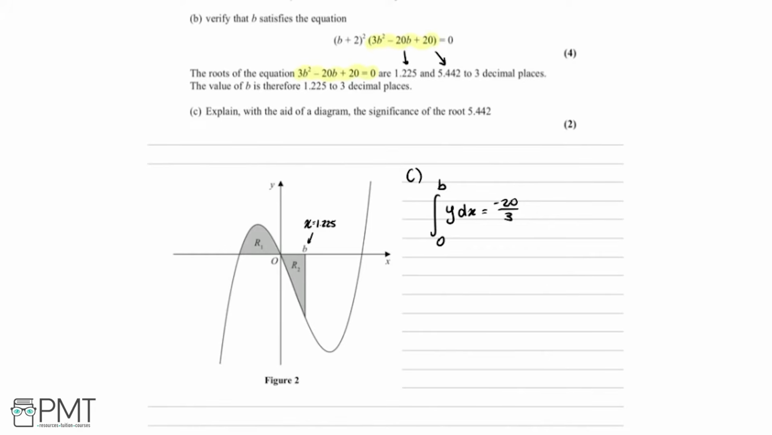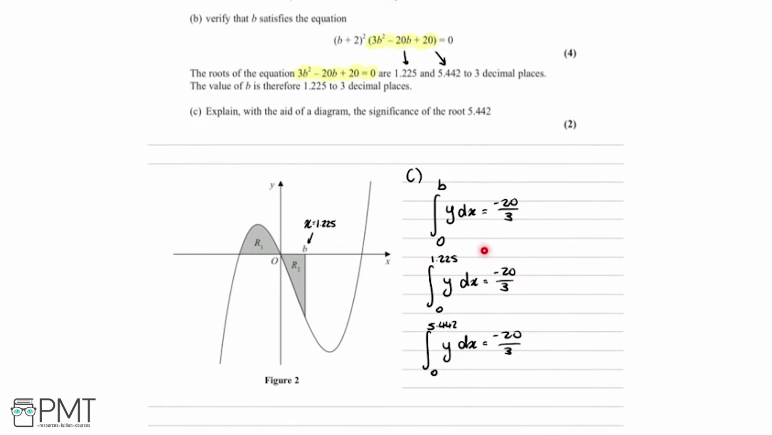And what they've given us here is what the values for b actually are. However, we've got 2 values of b, so we've got 0 and 1.225 of y with respect to x is minus 20 over 3. However, we've also got the integration between 0 and 5.442 with respect to x is also minus 20 over 3. And we want to have a think about why that could be.